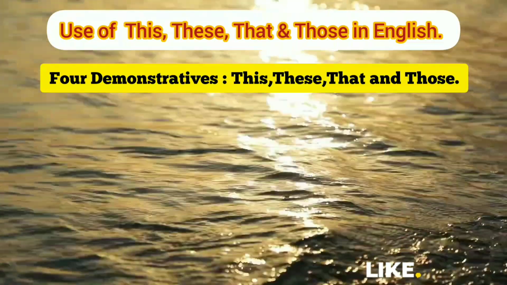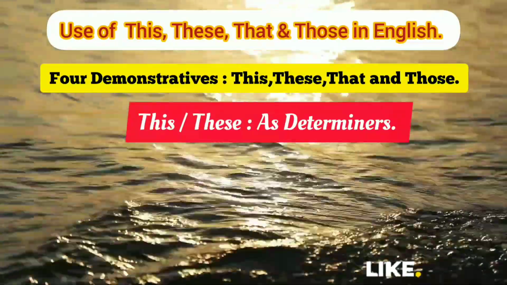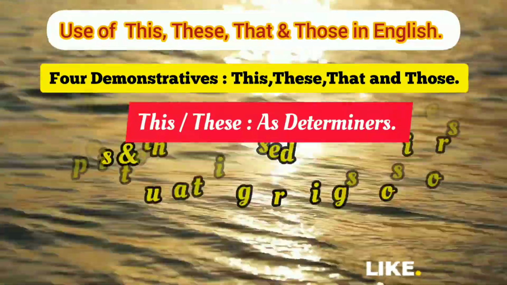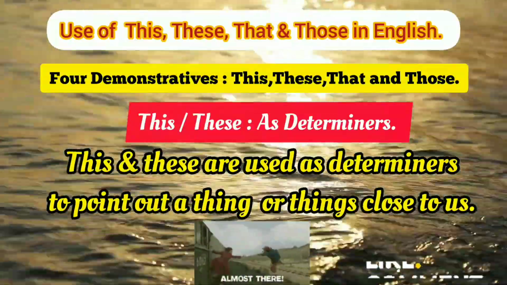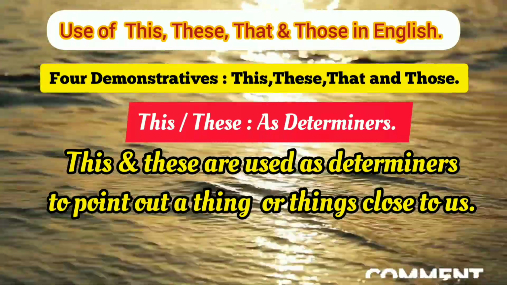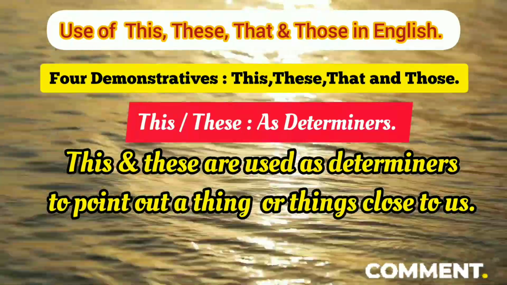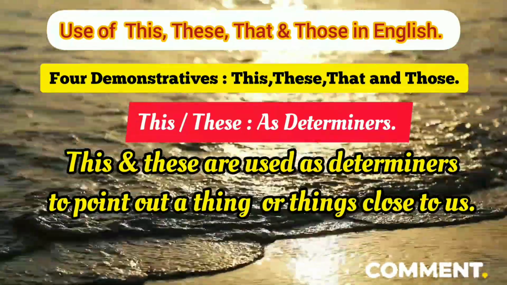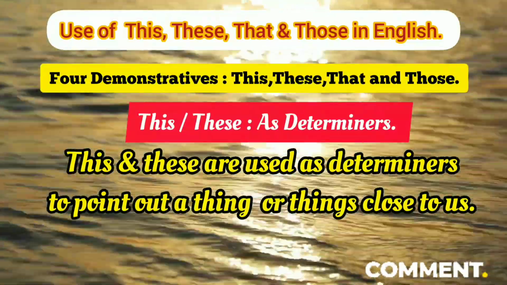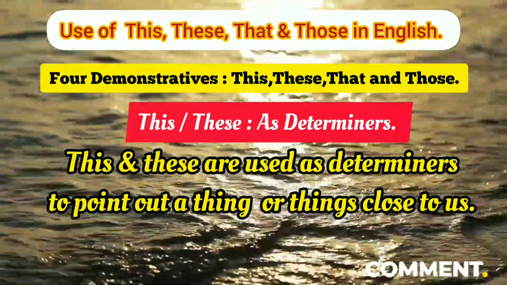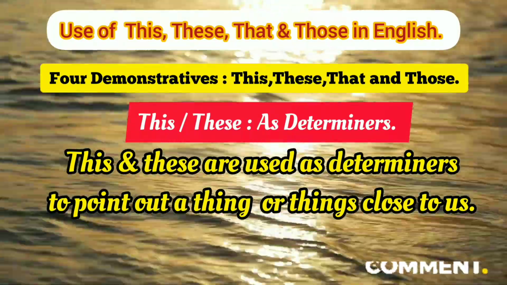Let me tell you, at first I'll discuss this and these. So this and these are used as determiners to point out a thing or things close to you. When you want to point out something which is close to you, at that time we have to use this if it is singular, and you have to use these if it is plural. So I'm quite sure it's clear. When something is near to you, close to you, and you want to point it out, if it's singular, then you have to use this, and if it is plural, you have to use these.